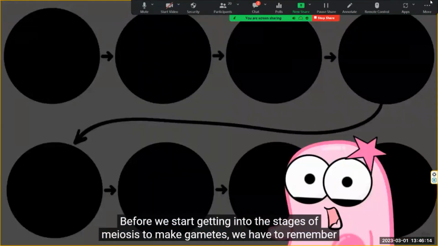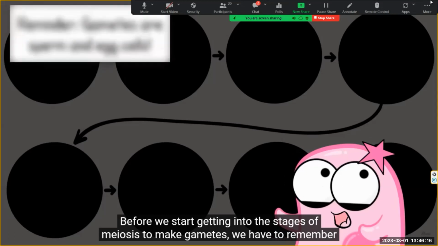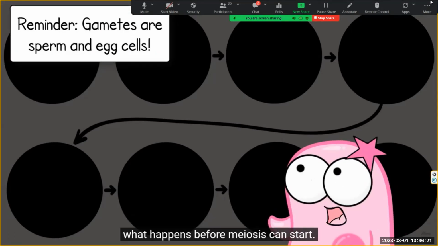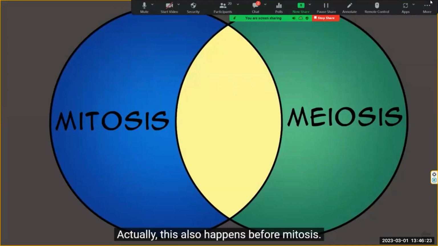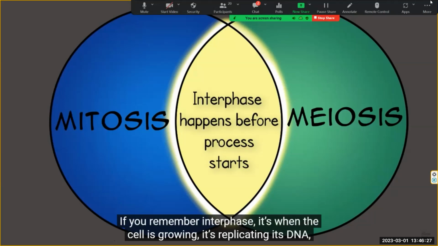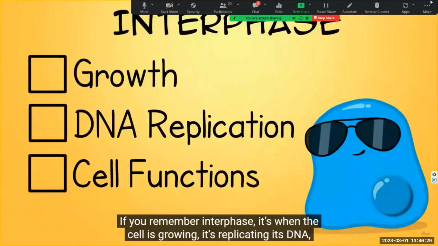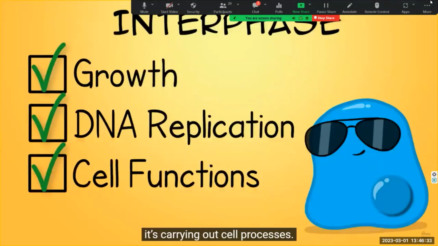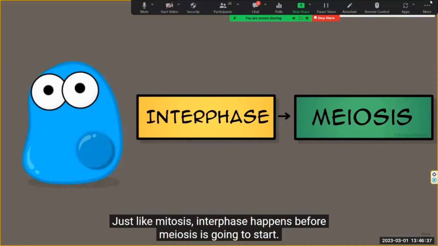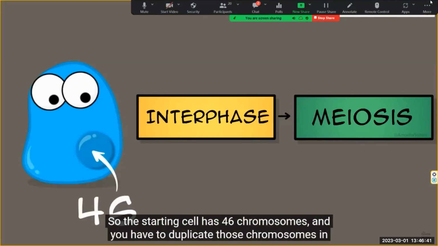Before we can start getting into the stages of meiosis to make gametes, we have to remember what happens before meiosis can even start. Actually, this also happens before mitosis. It's the stage known as interphase. And if you remember interphase, it's when the cell is growing, replicating its DNA, and carrying out cell processes, and just like mitosis, interphase happens before meiosis is even going to start. So the starting cell has 46 chromosomes.